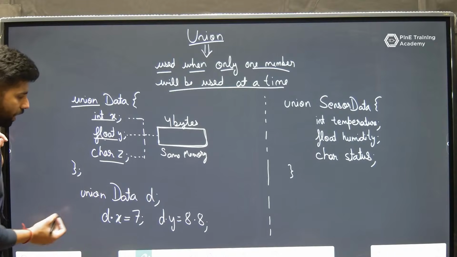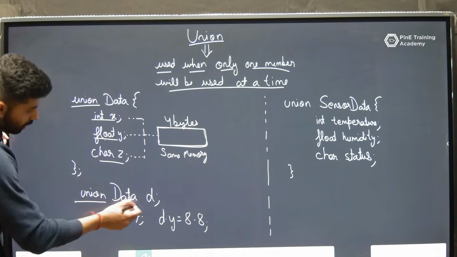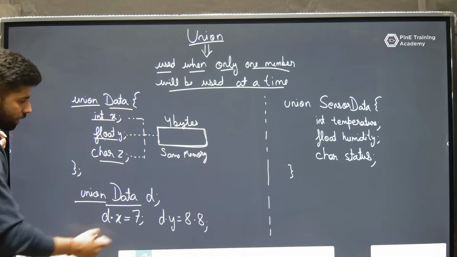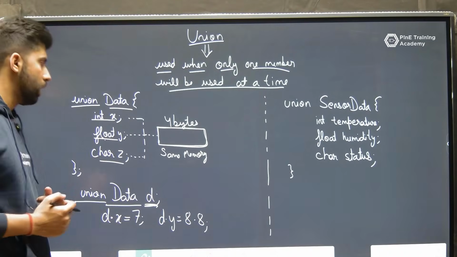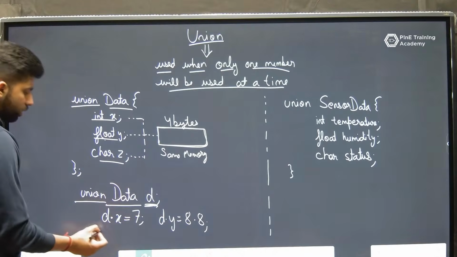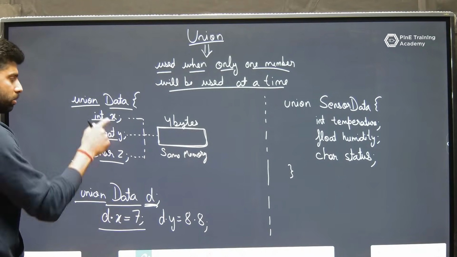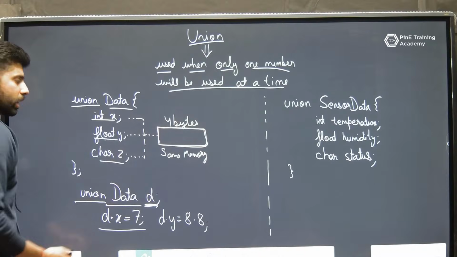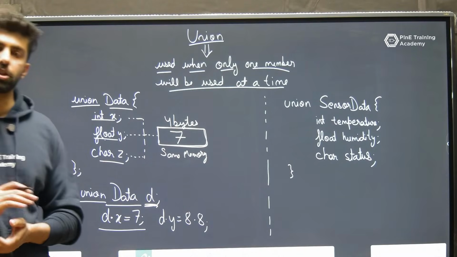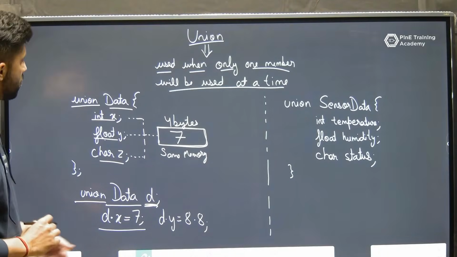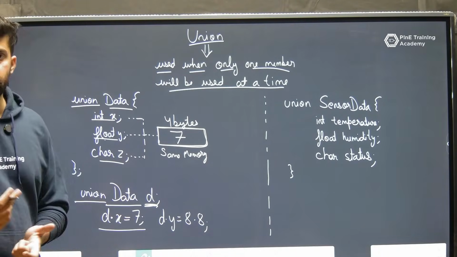To create a variable of union, you write the union keyword, then the name of your data type, then the variable, right? Now what happens is, suppose you assign a value d.x = 7. Since we have the common memory, 7 will be stored at this particular location, right? 7 will be stored at this particular location.